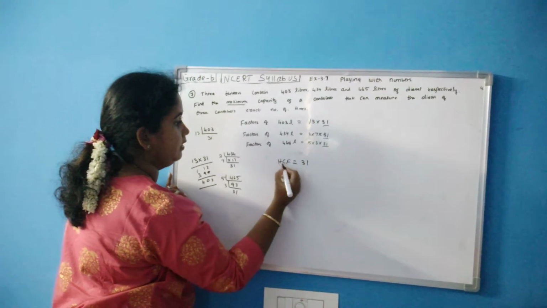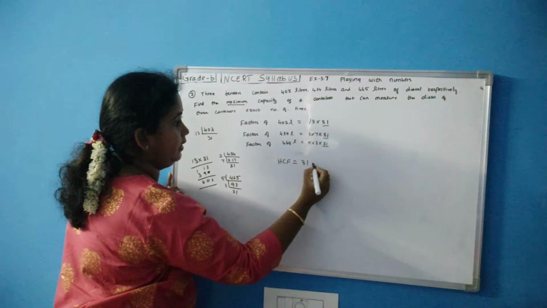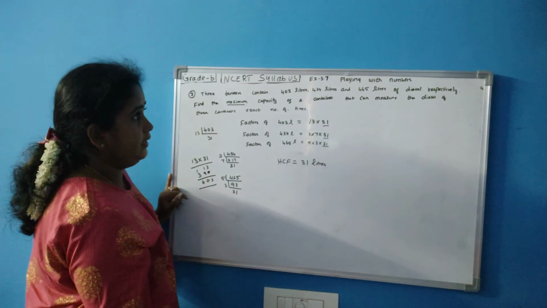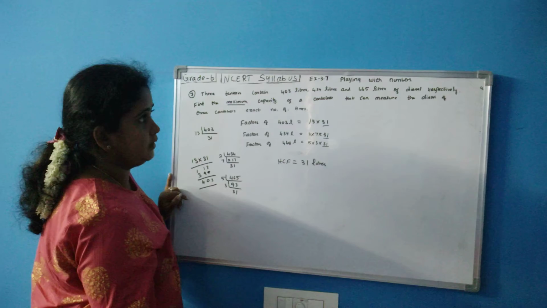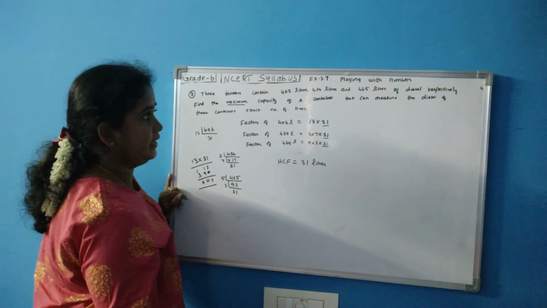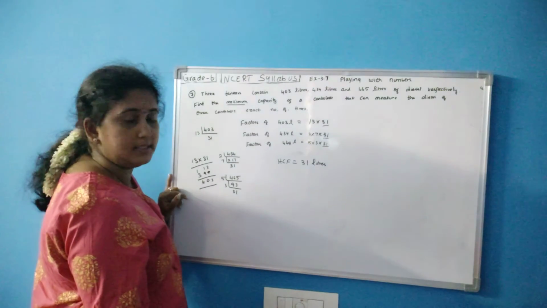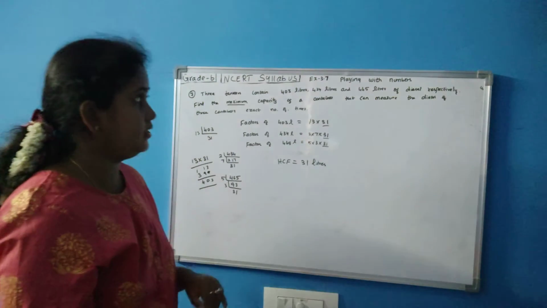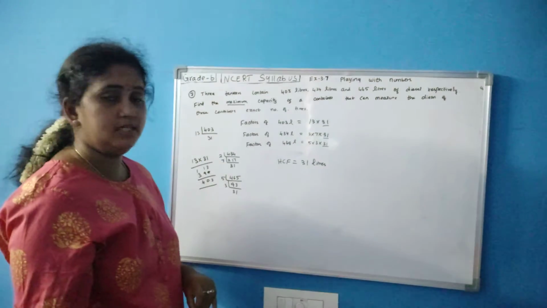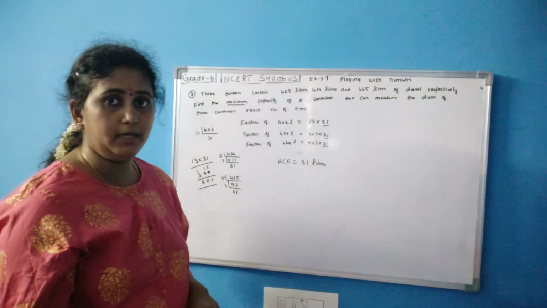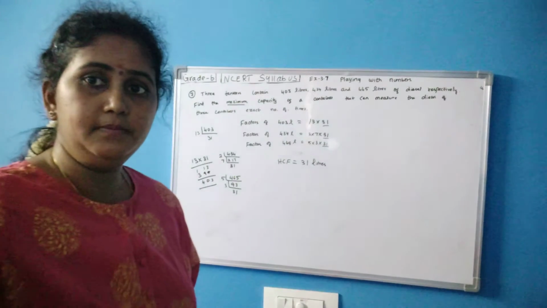So in all the cases you have 31 as the highest common factor. So 31 liters can measure the diesel of 3 containers exact number of times. Okay, that is the maximum capacity. 31 liters is the maximum capacity of a container that can measure the diesel of 3 containers exact number of times. Okay, now we'll move on to the next sum.